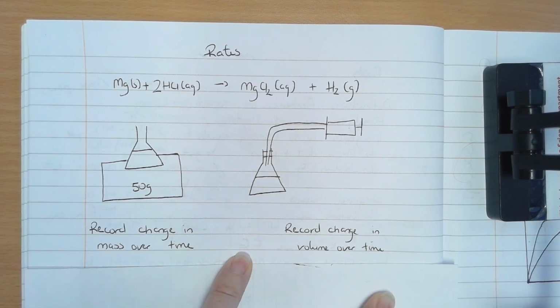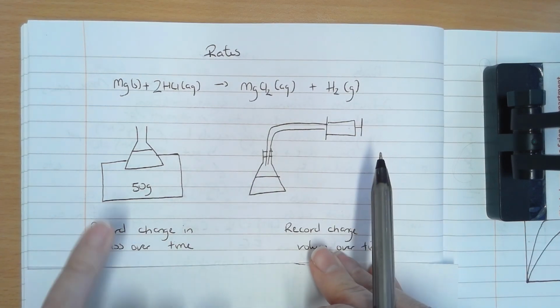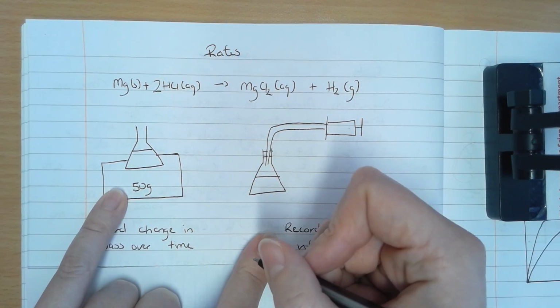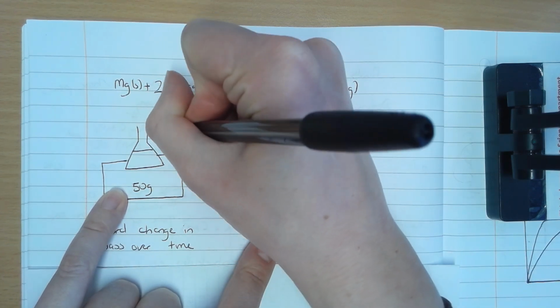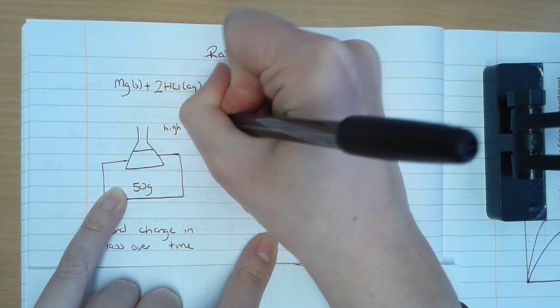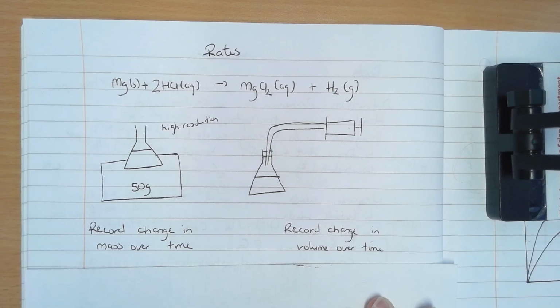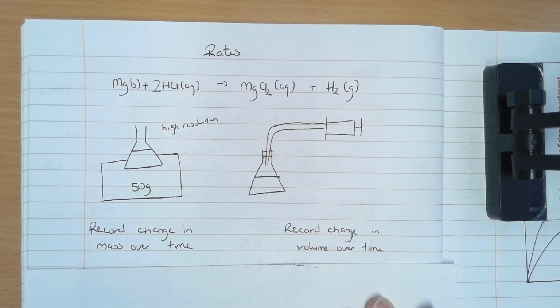You could be asked, I mean they haven't, but they could ask you for an advantage or a disadvantage comparing the two methods. If you're looking here at the mass balance, your change in mass is going to be very small. So you need to have a balance with a very high resolution that will allow you to detect those really, really small changes in mass, especially as you're recording it over time. So every 30 seconds, you're going to need to write down a new mass. And even though the gas is escaping, the change is going to be so small that if you don't have a high resolution balance, you're not going to be able to record it.